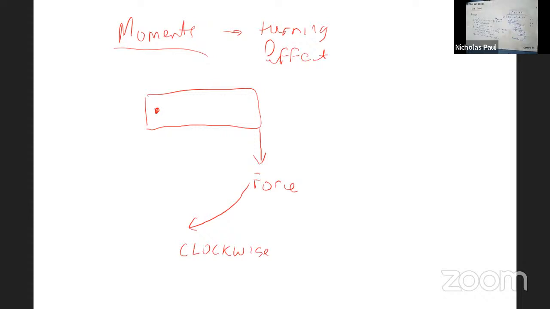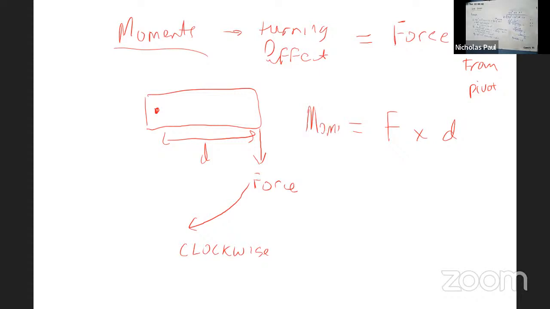So how do we work out the turning effect? The turning effect is equal to the force applied multiplied by the distance from the pivot. That's this distance here. Let's call that d. So whenever you multiply the force by that distance, which is really the perpendicular distance, but I won't focus on that yet, force times distance is the moment. So every time you multiply the force by the distance, that's a moment.